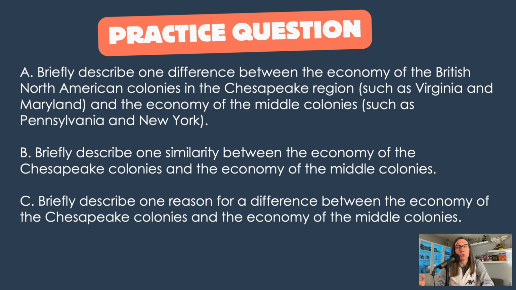I'm going to leave you with a practice prompt, and this one is a short answer question from the 2019 exam. This one is asking you to compare the economies of the Chesapeake region and the middle colonies, but it could be any of the others, so you want to make sure you're aware of all four of the regions. And they could ask you about social and political aspects as well as economic aspects, so make sure you're aware of the differences between them.